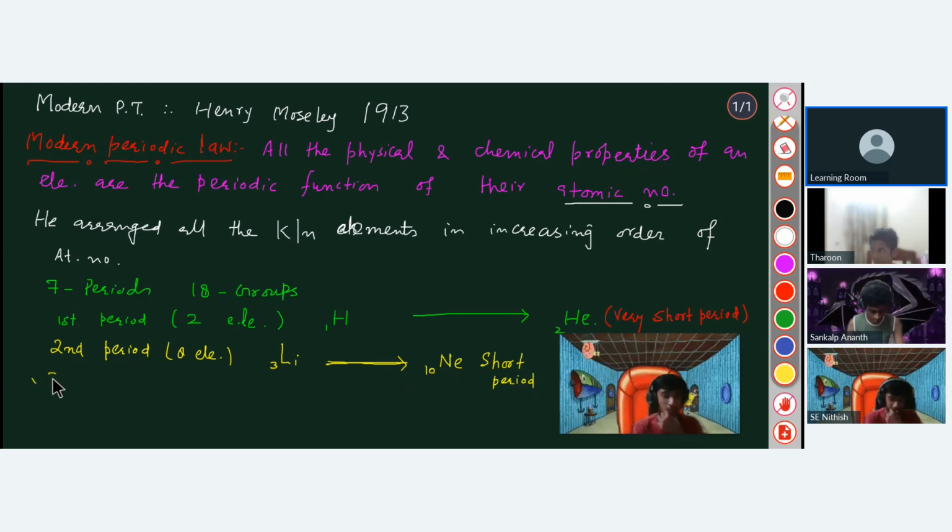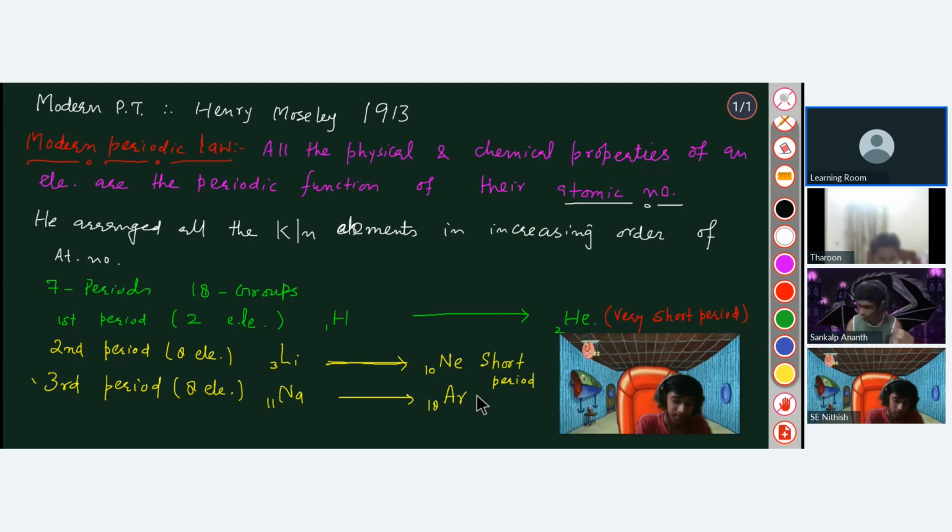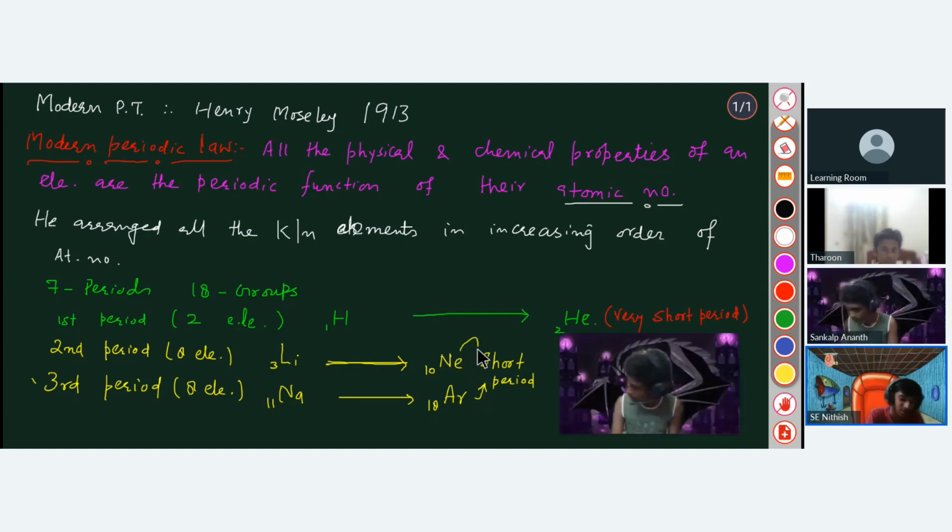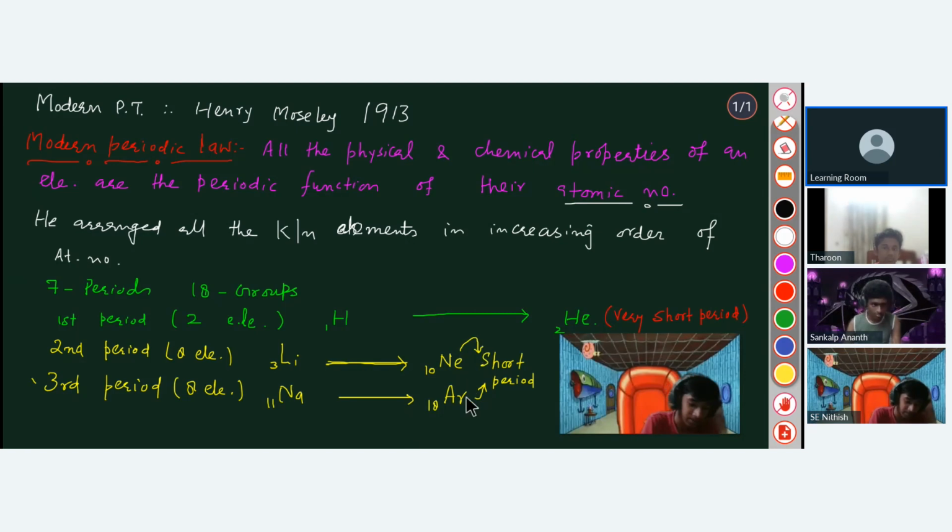Then we have the third period. In this third period, there are also 8 elements. 2, 8, 8, 18, 18, 32, 32. Exactly, what you have studied, the magic numbers, right? So it starts from sodium, atomic number 11, and ends at argon, atomic number 18. So this is also known as short period, because it has the same number of elements.